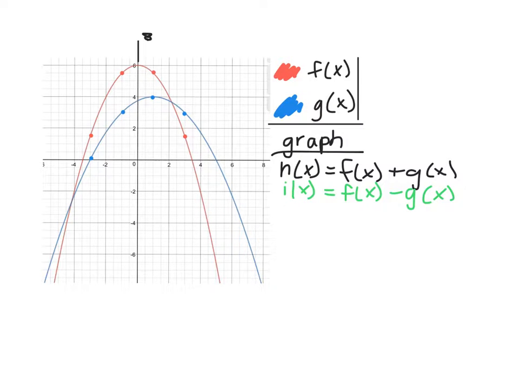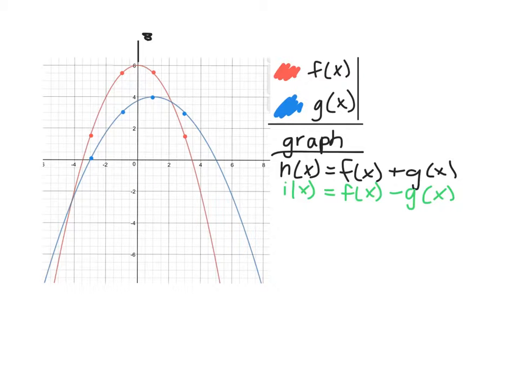For our first example, we have the sums and differences of functions on a graph. We don't have the equations of each function, but we are still able to find the sum function and the difference function. For our first example, h of x is equal to f of x plus g of x.